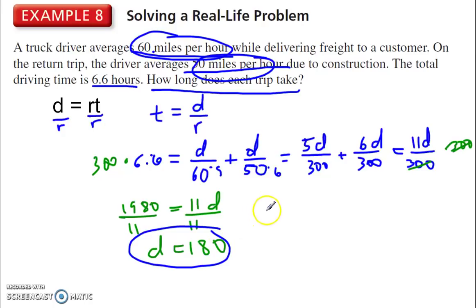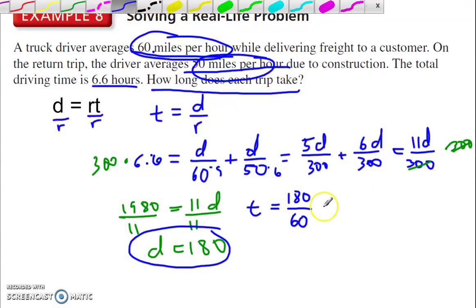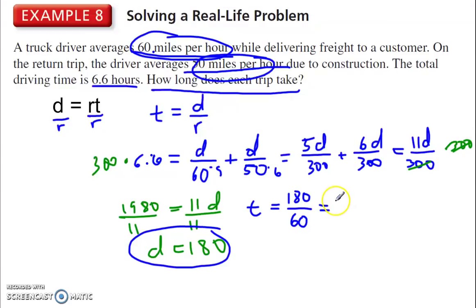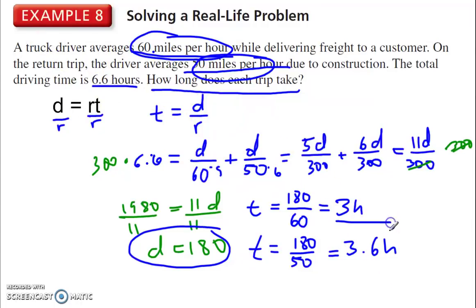So we figure out the trip there was 60 miles per hour, so the time for that is 180 divided by 60 miles per hour. So the travel time there was 3 hours. And then the time coming back is 180 divided by 50. So the time coming back is 3.6 hours. And now we have answered that question.